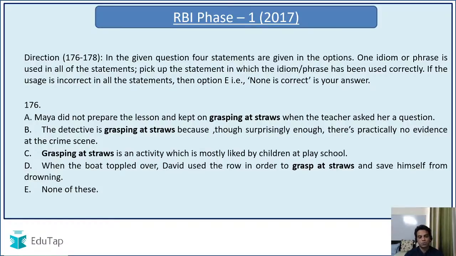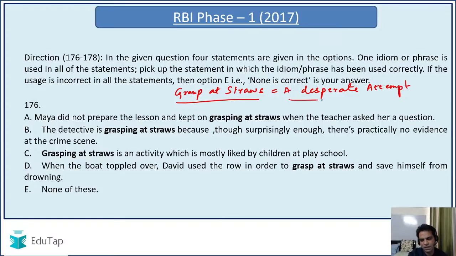So first of all, you should know what the meaning of grasping at straws is, right? To grasp at straws basically means, guys, a desperate attempt. That's what we call grasping at straws. A desperate attempt to do something in which you may or may not succeed, but you give everything to achieve something. That is what we call grasp at straws.